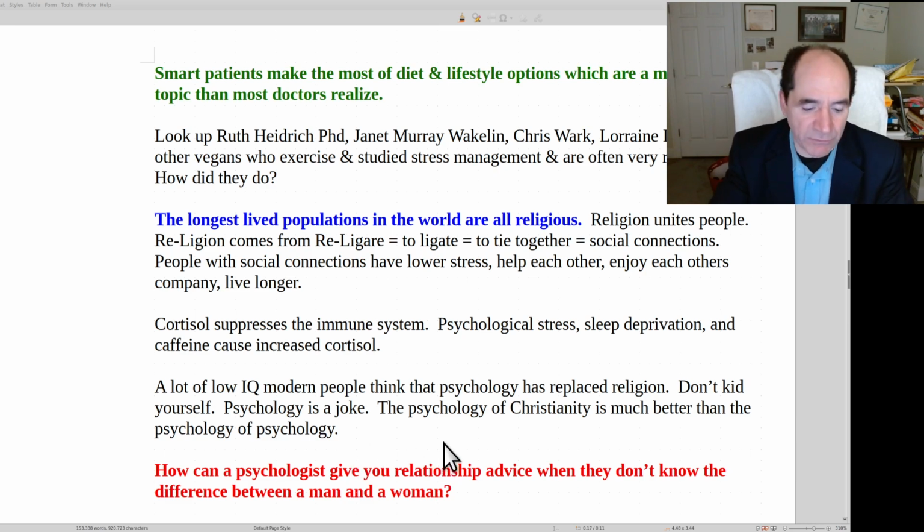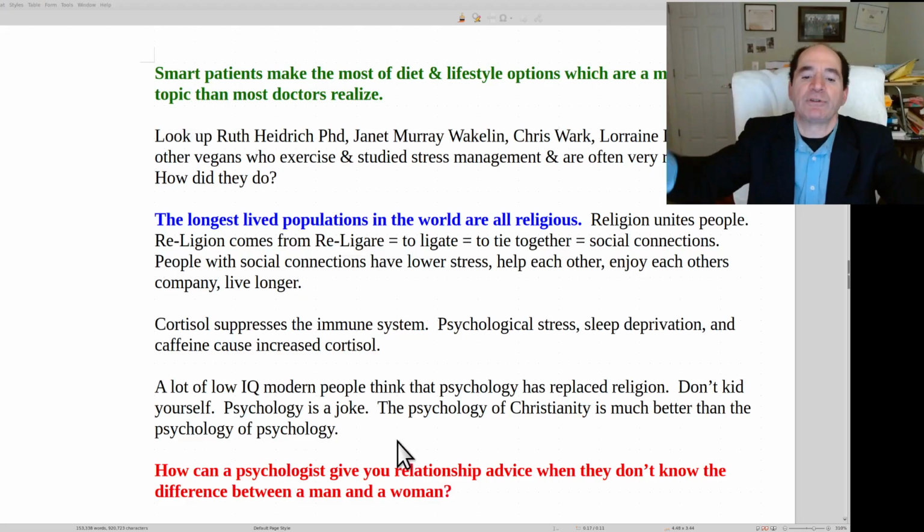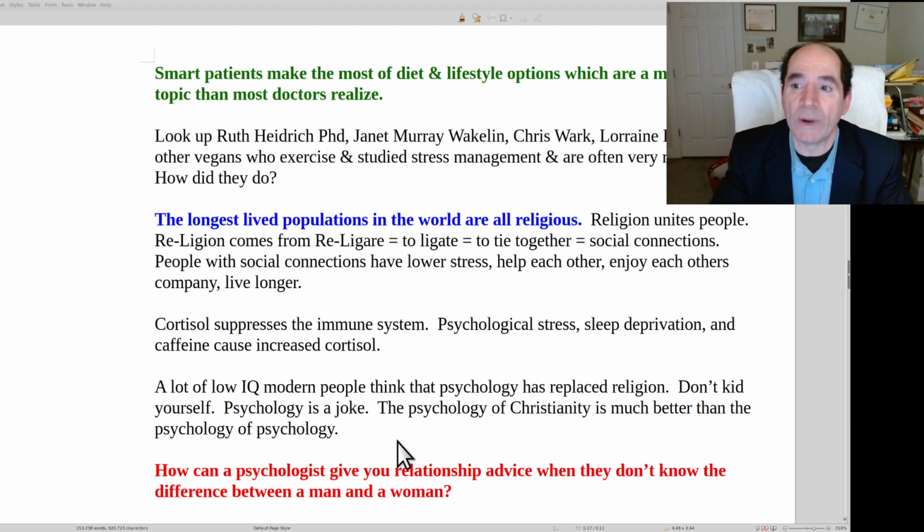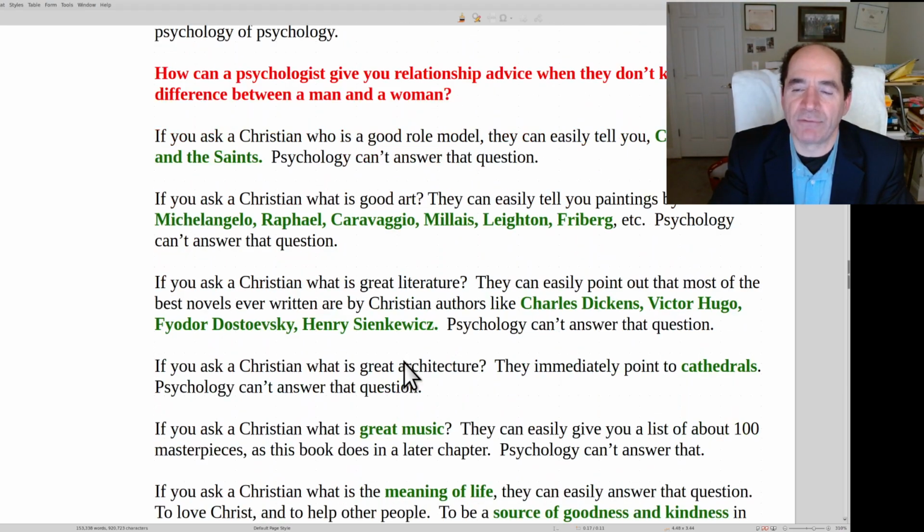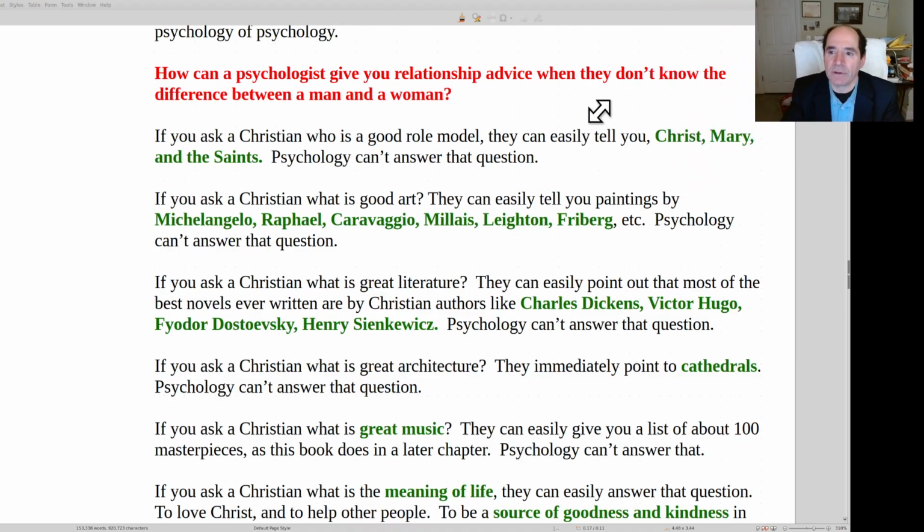How can a psychologist give you advice about relationships when they can't tell you the difference between a man and a woman? They're part of the modern commie establishment, and they basically will do whatever they're told. Okay, if they're told they have to put a bunch of pronouns after their name, they will do it. Whatever they're told, they just go with it. They don't have any fixed moral foundation, and that's a big advantage Christianity has. If you ask a psychologist, who are my role models? They can't answer that. You ask them, what is it to be good? What is it to lead a good life? They can't answer that. Christianity can easily answer this.